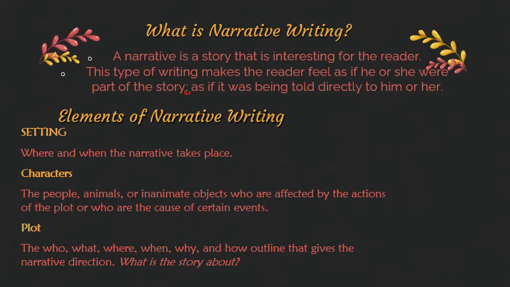The setting, where and when the narrative takes place. Characters, the people, animals, or inanimate objects who are affected by the actions of the plot or who are the cause of certain events. The plot, the who, what, where, when, why, and how outline that gives the narrative directions. Or in other words, I can say the plot is the events. What is the story about?